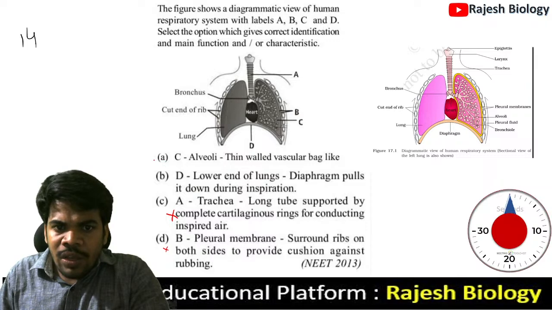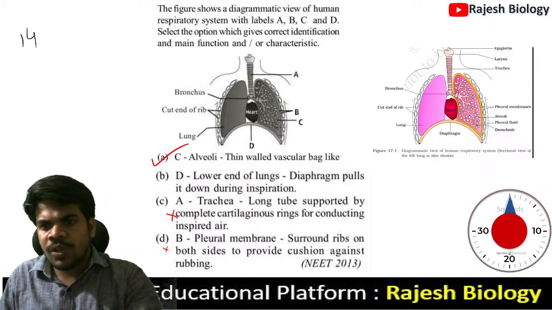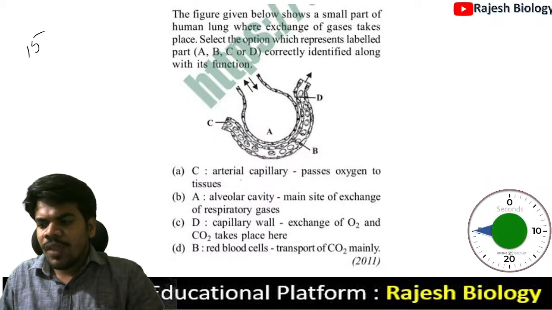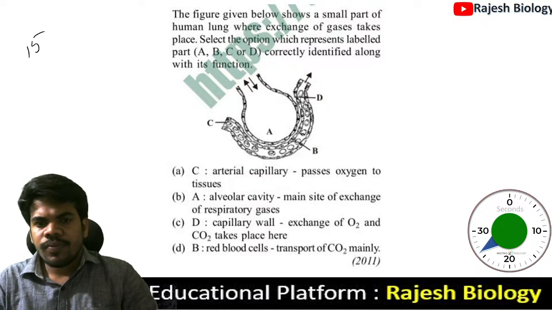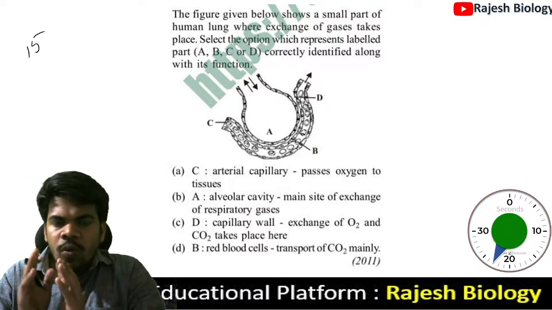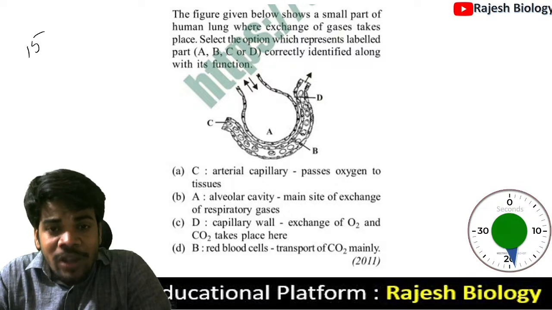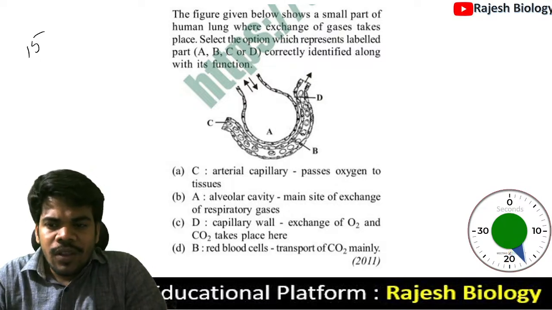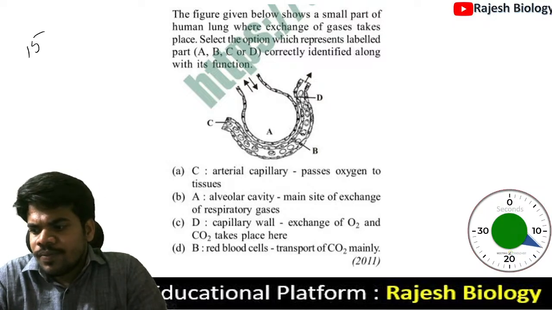And C, alveoli, thin walled vesicular bag like structures. Correct. Option A is correct. 15th question. Once it completes 30 seconds time, I'm going to give you the clue. Before getting the clue, try to solve the question.